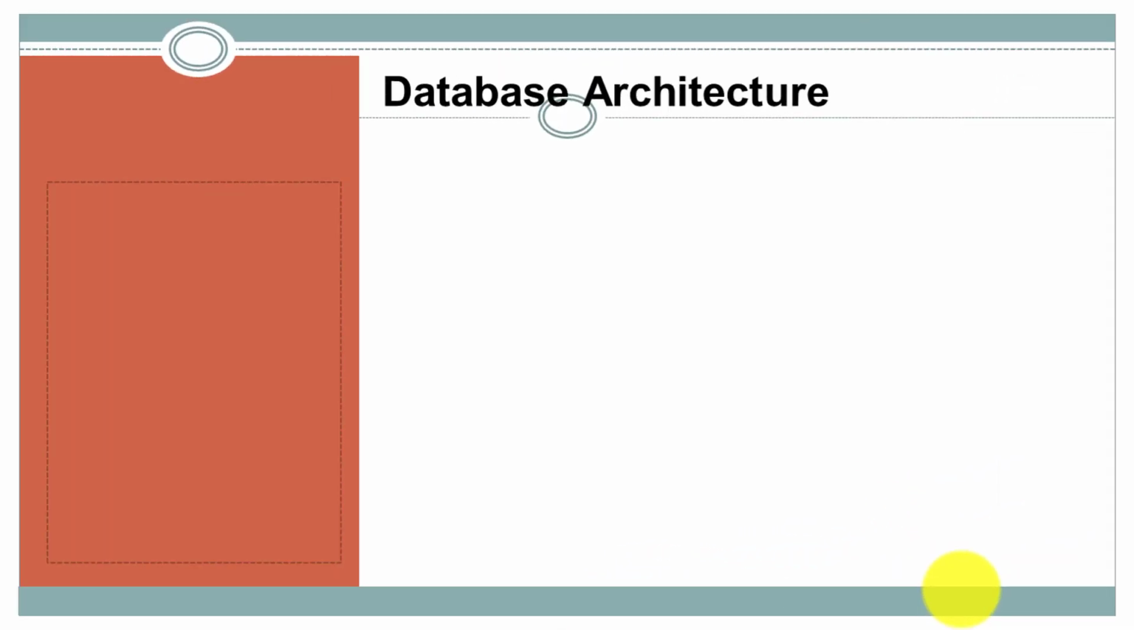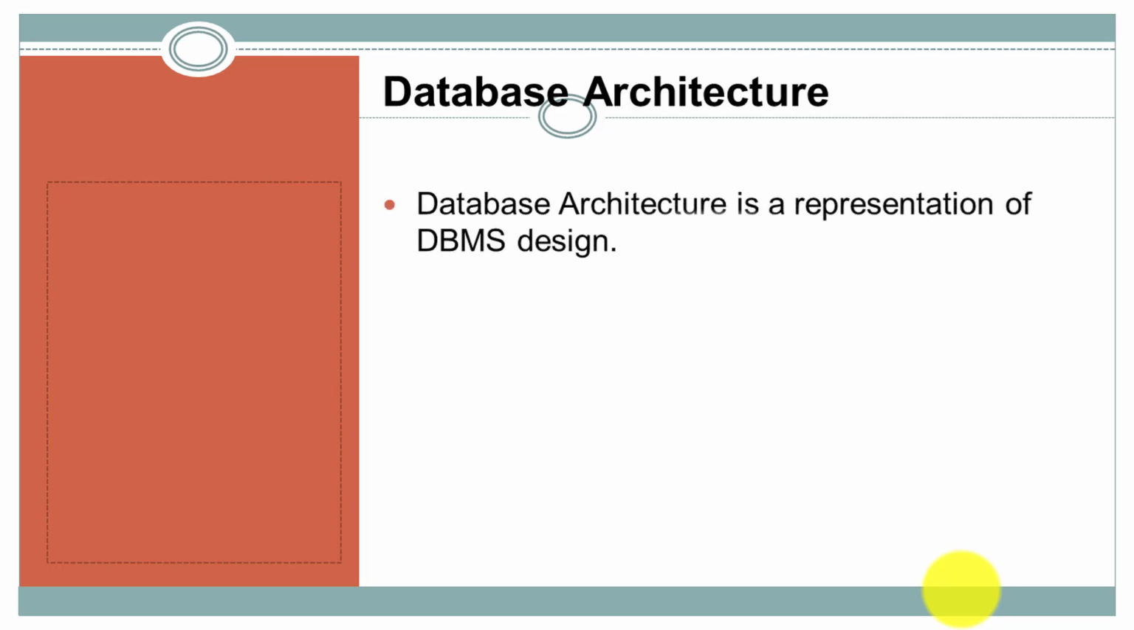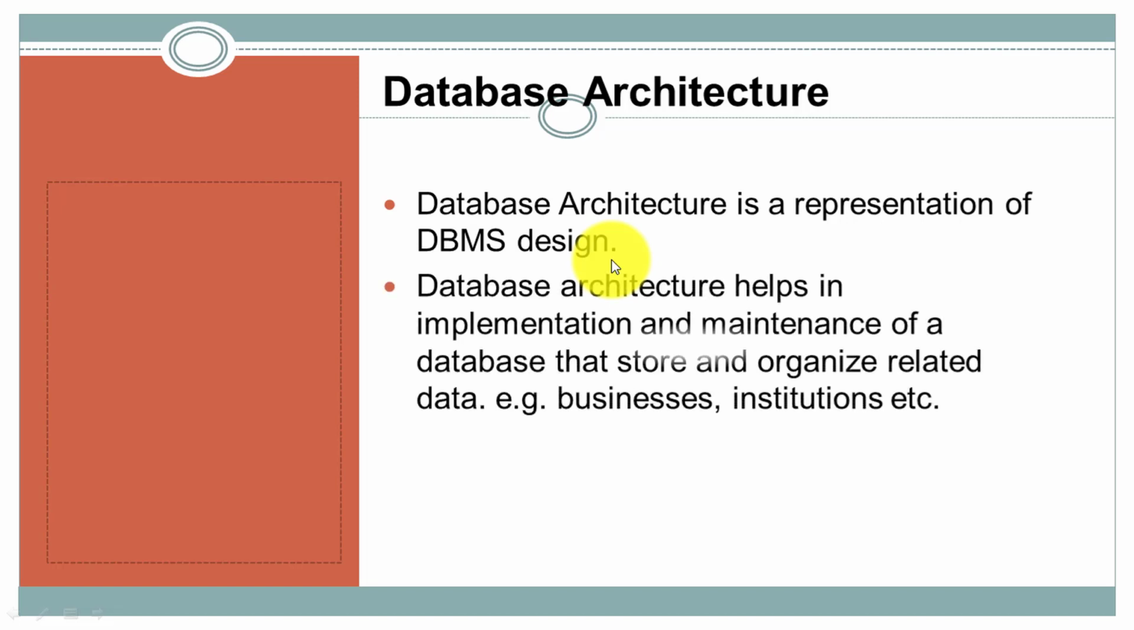Now basically, what is database architecture? Database architecture is a representation of DBMS design. That means it gives a design or a blueprint or one kind of chart of the DBMS. By using the architecture we can implement and maintain a database that stores and organizes related data, for example business related or institutional data, etc.